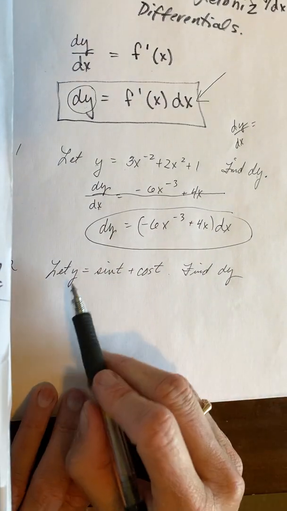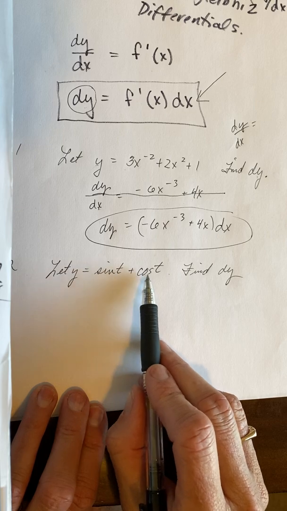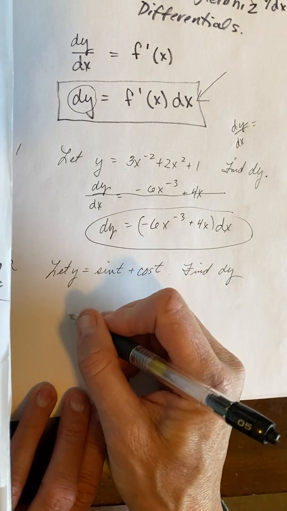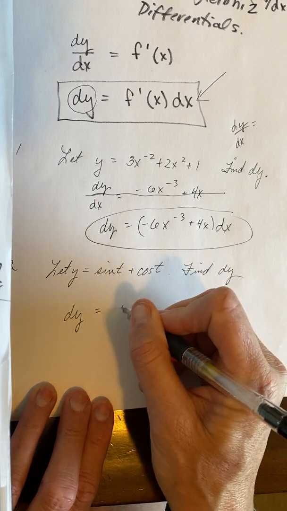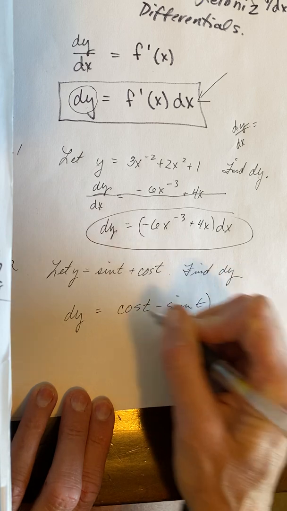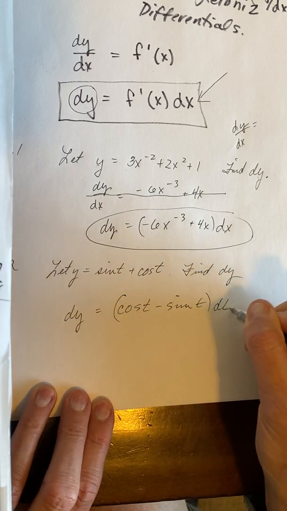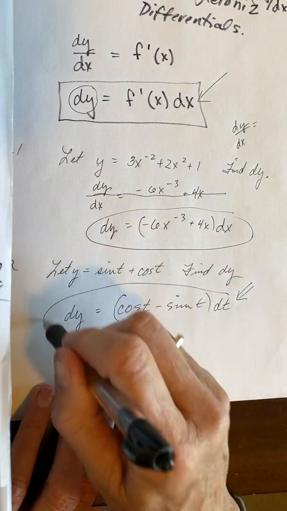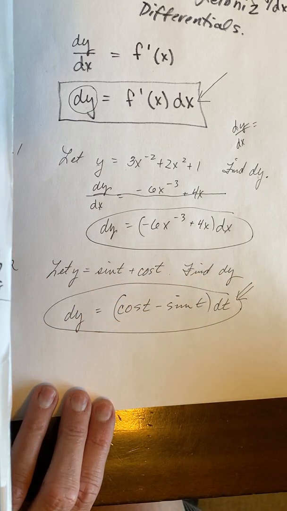So looking at the second one, let y equal sine of t plus cosine of t. Find dy. I'm finding the differential. So dy is cosine of t minus sine of t. I'm going to write my operator in terms of t. I have now found the differential. That's it for lesson 29.